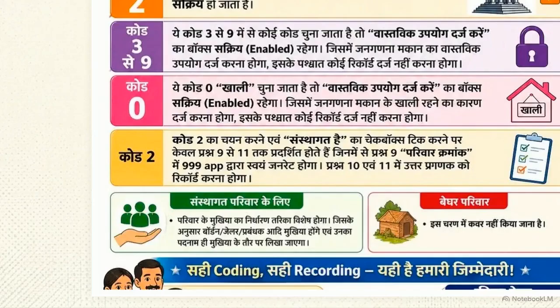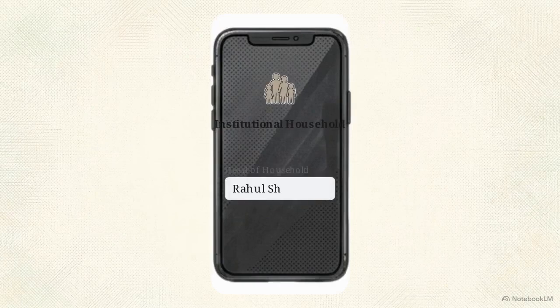Let's quickly revisit those institutional properties to clarify a specific data point, the head of the family. In an institutional setting, you do not use a personal name for the head of the household. Instead, record their official title, like warden, manager, or jailer.